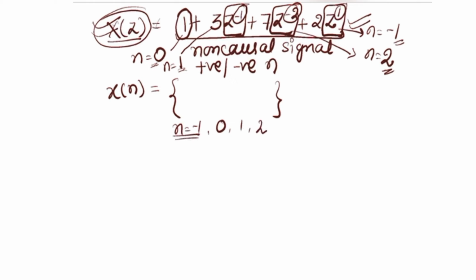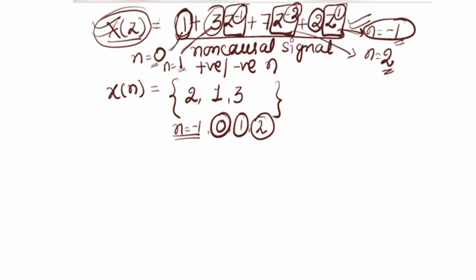At n = -1, the signal value is 2, so we write a 2 here. At n = 0, the signal value is 1, so we write a 1. At n = 1, the signal value is 3, so we write a 3. At n = 2, the signal has the value 7. So now our time domain signal is 2, 1, 3, 7.